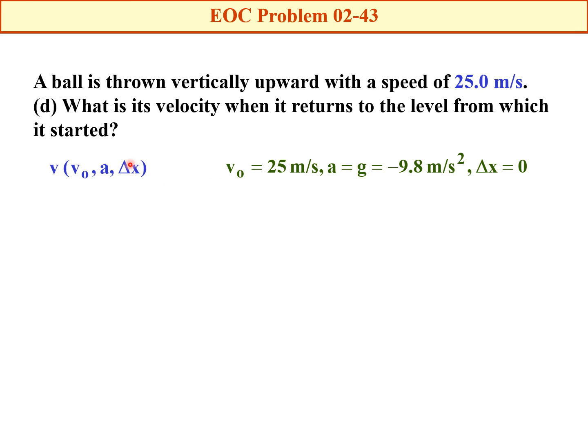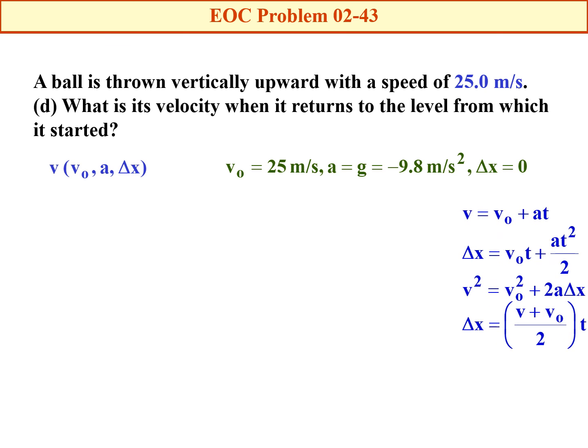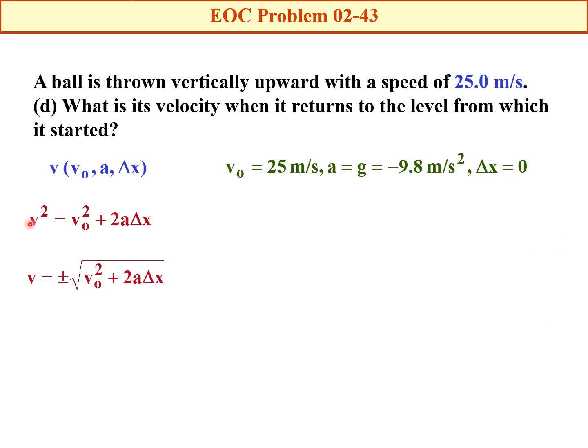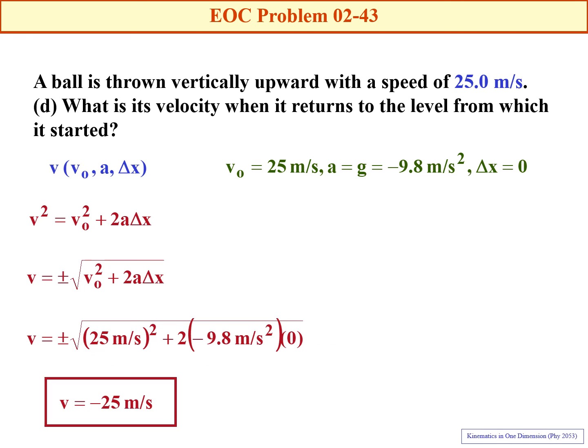You'll notice that we don't include time in here. The reason is because we had to use that final velocity to come back down in order to figure out what that time was. So without using time, we use final velocity squared equals initial velocity squared plus 2 times acceleration times displacement. We solve for our final velocity, so we square root both sides, and then we get plus or minus this value right here. We get plus or minus 25 meters per second.